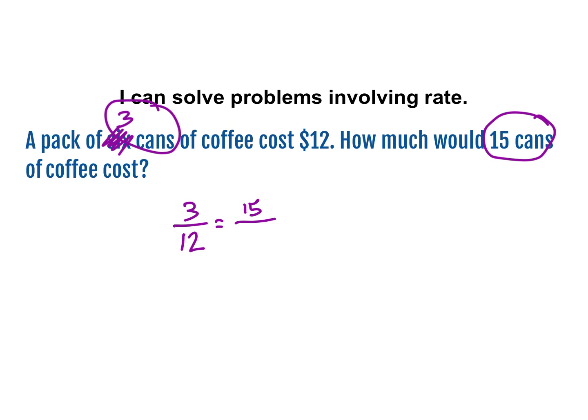Crisscross multiply, divide by the lonely guy. Or in this situation, I notice that's times 5. And to me, that's easier than getting out my calculator. So 12 times 5 is 60. And it would cost $60.